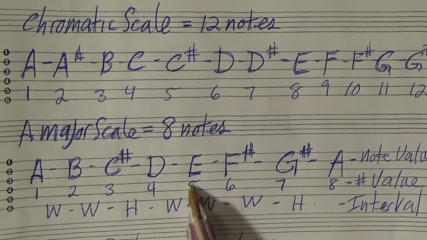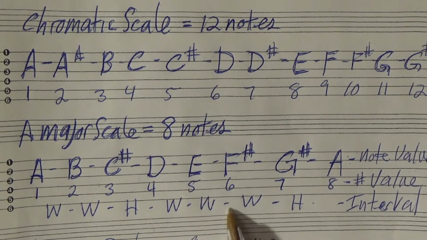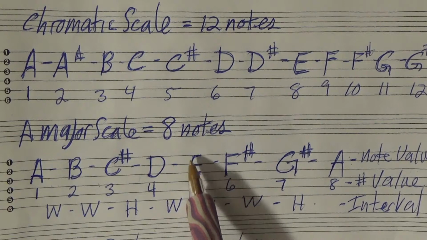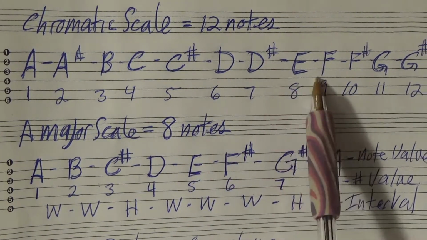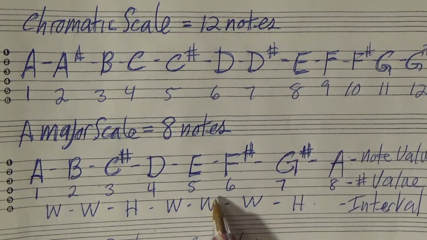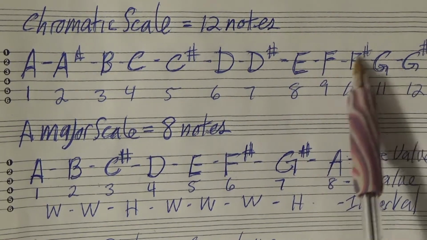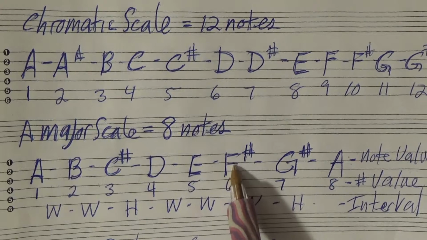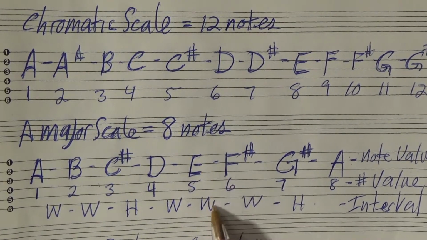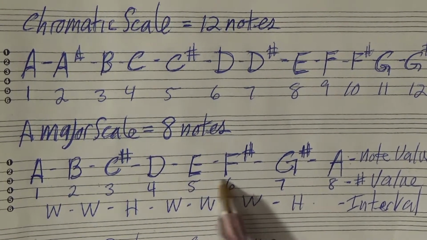Now, if the 4 and the 5 is a whole step, there's a whole step between the 5 and the 6. Now, once again, since E and F are right next to each other up here, and we know that it's a whole step, 2 frets, so if we go 2 frets, that tells us it's going to be an F sharp. So instead of it being E to F, it's going to be E to F sharp because it's a whole step, which is 2 frets.